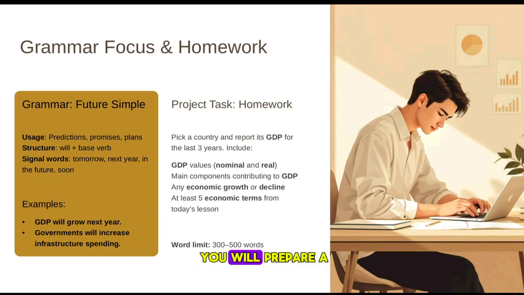For this homework, you will prepare a short economic report about one country of your choice. You can choose countries such as Uzbekistan, the United States, China, South Korea, Germany, or any other country you are interested in. Your report must be between 300 and 500 words. In this project, you will use both economic knowledge and grammar knowledge together. First, you need to include the country's GDP information for the last 3 years. You should mention both nominal GDP and real GDP if possible.